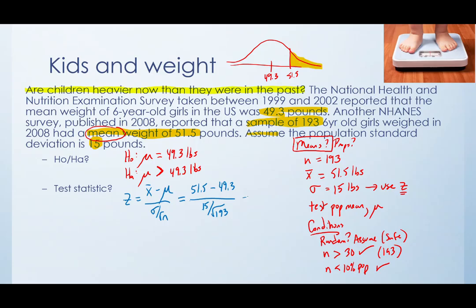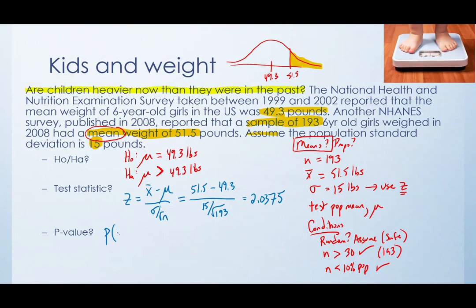Okay, 2.0375. So we're pretty far out there, but not as far as some of our previous examples. Okay, so that's our test statistic. Remember, test statistic is a general term for me to say, hey, what's your z-score? Or maybe it's a t-score. You have to figure it out. Okay, so we need to figure out our p-value.